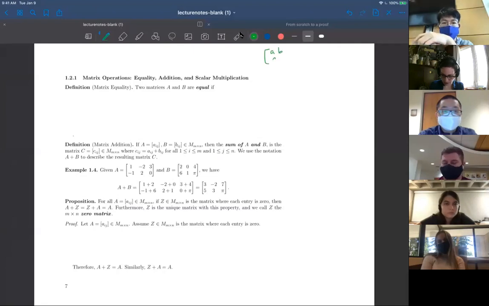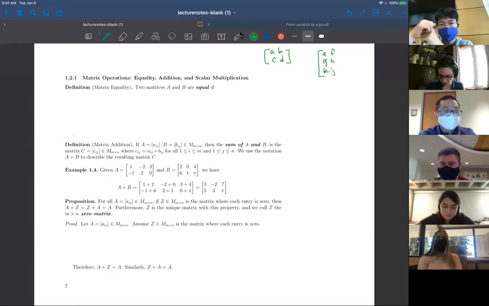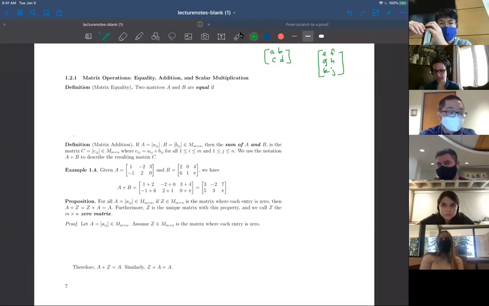So if I write down a matrix A, B, C, D, and a matrix E, F, G, H, K, J. Sorry, I forgot how to alphabetize things. Whatever, we're fine. I want to know, are there any values I could plug in that would make these two matrices equal to one another? Like, is there any way these could be the same matrix? All right, I see some folks shaking their heads. Anybody with a no answer want to say why?